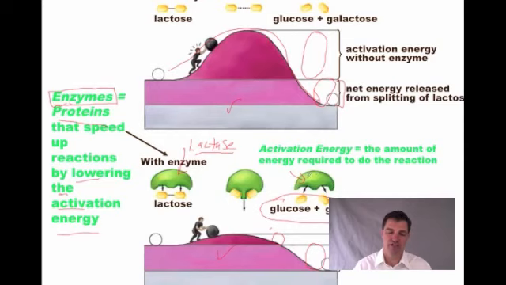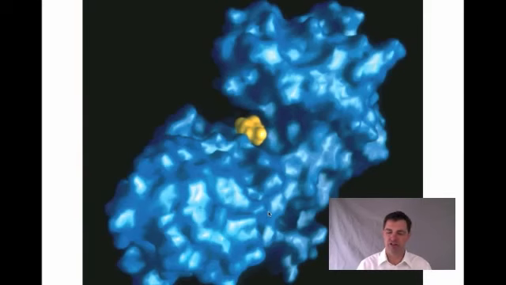It could do another reaction on another lactose molecule. So this molecule hasn't changed. The only thing that's happened is the enzyme has lowered the size of this hill. This part, once again, the overall net energy release stays the same. Okay, here's a picture showing you what an enzyme looks like with its substrate, bound into the active site.